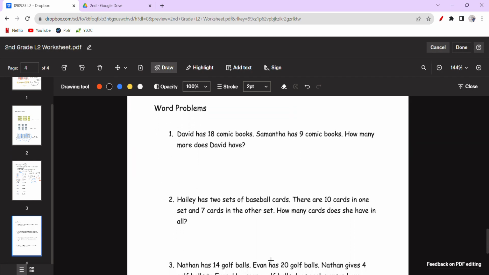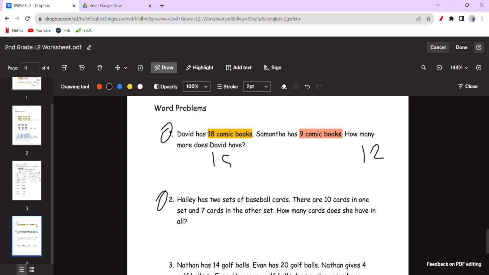Lastly, we have word problems. Let's do 1 and 2. So David has, let's bring out our highlighter. David has 18 comic books. Samantha has 9 comic books. How many more does David have? Okay, so in this, we are subtracting not only 1-digit numbers, but 2-digit numbers, okay? So it's a little tricky.